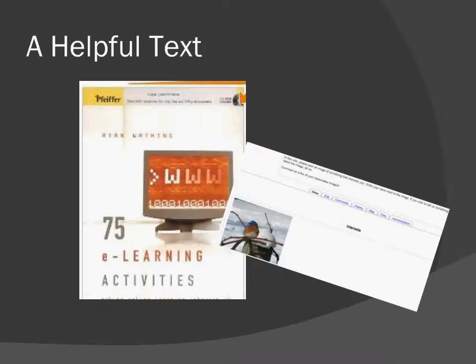In creating activities, I found this text, 75 E-Learning Activities by Ryan Watkins, very helpful. This was a recommended text when I took 653, and it's full of activities. One that I used from it was the creation of a wiki space for learners where they could post a picture of something that interested them, write their name next to the image, and if they wanted to, tell us something about the image. I also asked them to comment on a few of their classmates' images.